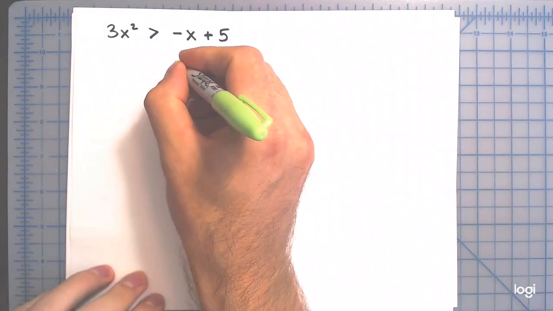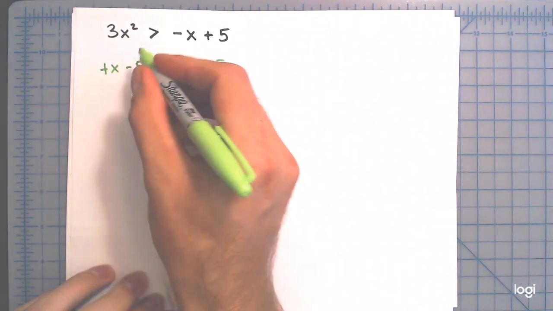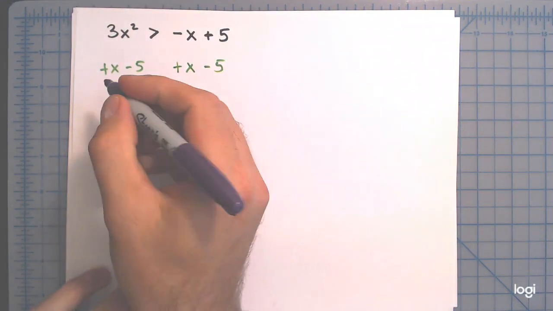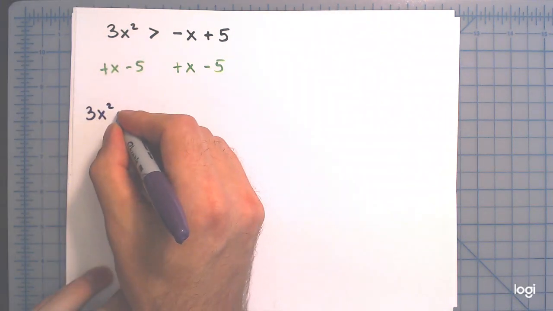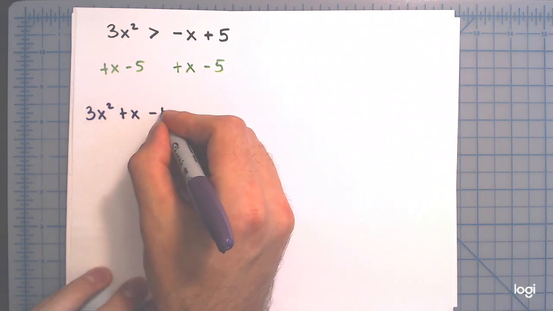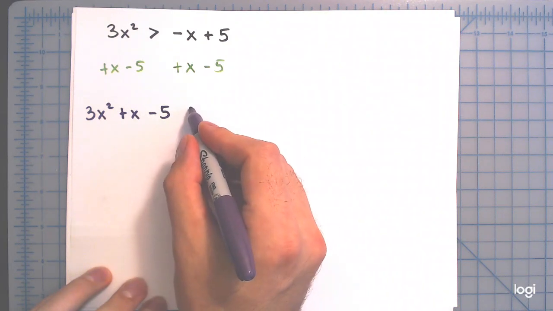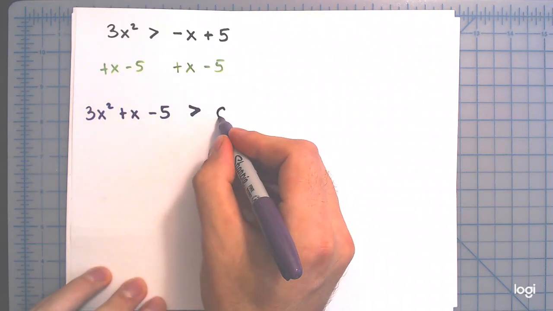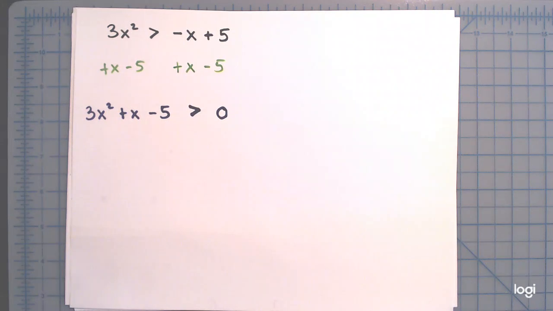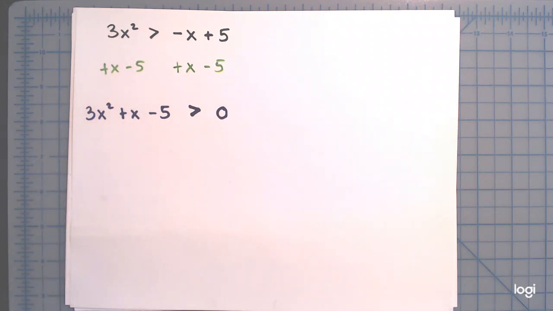That means I need to add x to both sides and also subtract 5 from both sides. So now the inequality looks like this. On the left side I have my quadratic polynomial, 3x squared plus x minus 5, is greater than, because all I did was add and subtract, it doesn't change the symbol, and then the other side is 0. So I get everything to one side, 0 on the other. Fantastic. And I know most people like having the expression on the left, which we have here, and I had in the last two examples at the end.